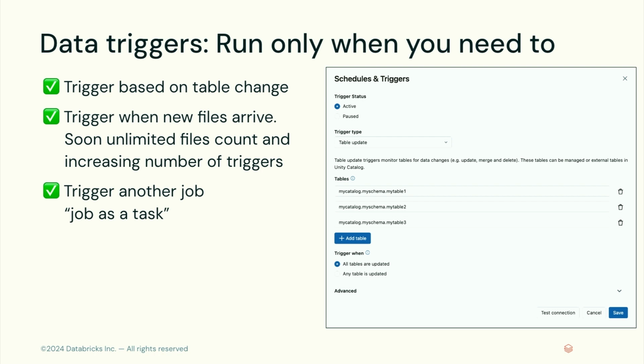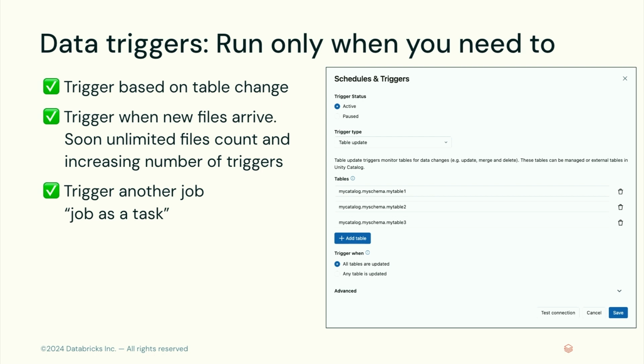There are two types of data triggers. One is trigger when a table has updated, and you can actually specify multiple tables. You can see this here on the right side. Here I have 3 tables specified. And if all of those tables have updated, both table 1, 2, and 3, all of them have updated, only then we trigger the job. And this does not require any compute on your end. We'll do this all in our control plane. We'll observe the tables, and only when it's ready, we spin up the compute for you.